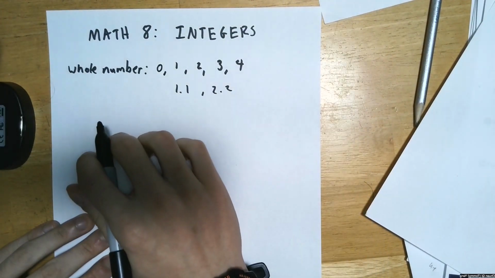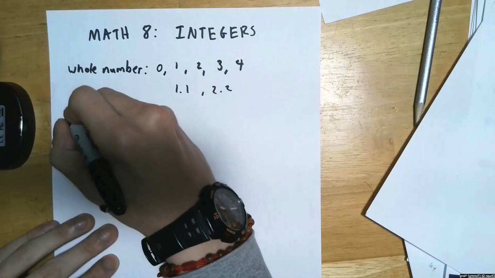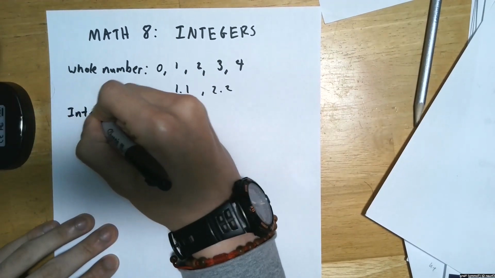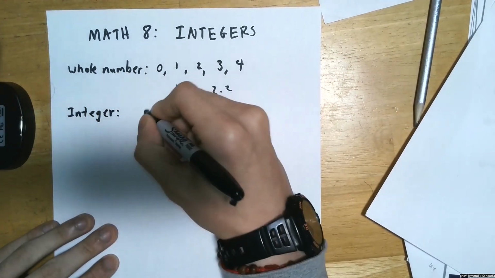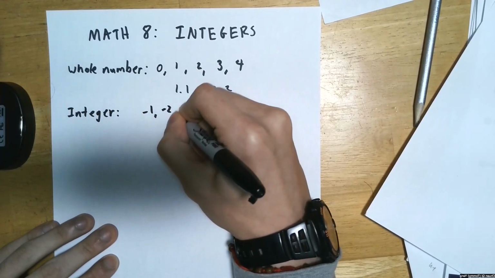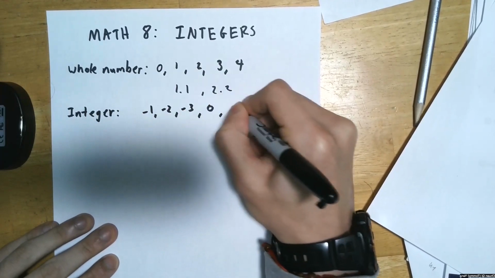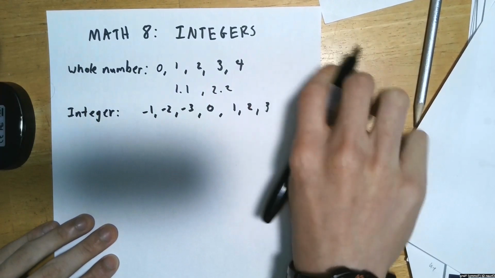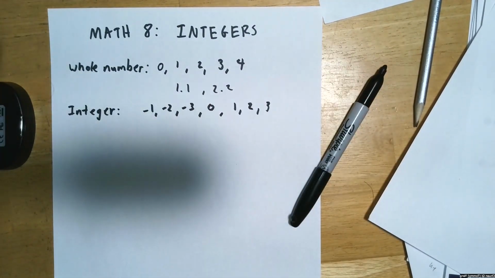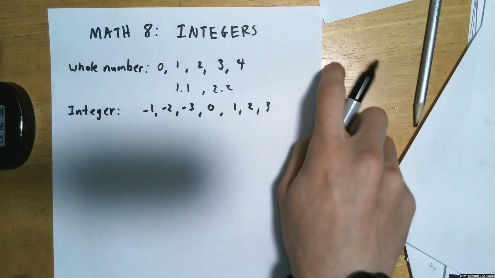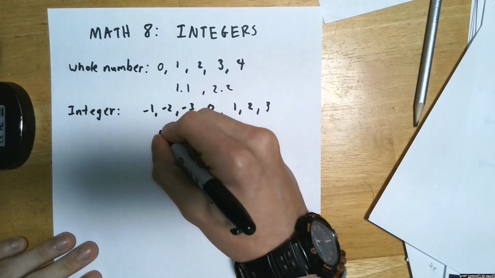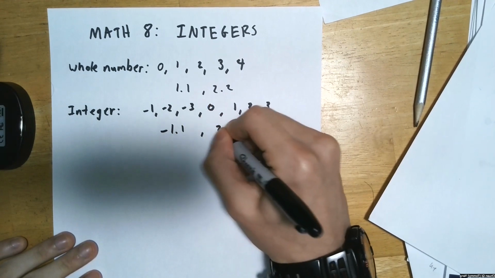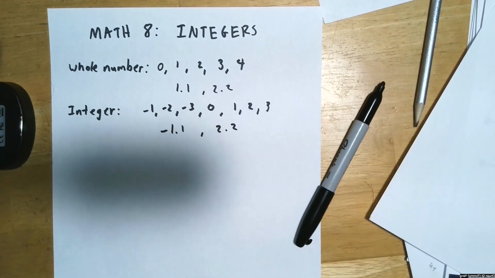Now, the difference with a whole number and an integer is that integers essentially also count in 0, but also have positive and negative values. For instance, an integer might include -1, -2, -3, 0, 1, 2, and 3. Now, what's also interesting about integers is that they also count in decimals, so you can have values such as -1.1, +2.2, and so on and so forth.